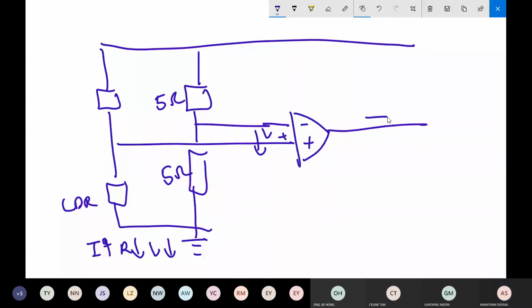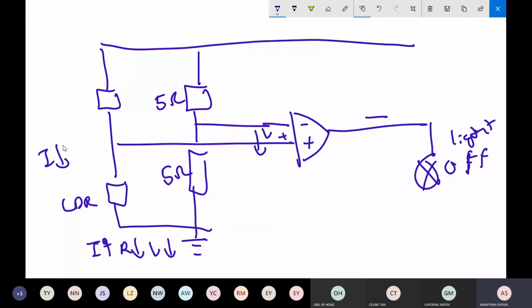So the output is going to be negative. My output is negative, so what happened? The street light will be off. The light bulb will be off. The light will be off, and in the evening, the intensity gets dropped.